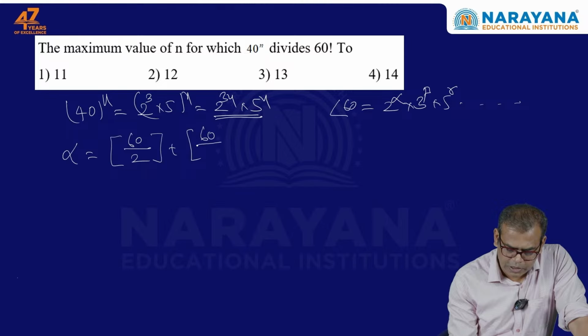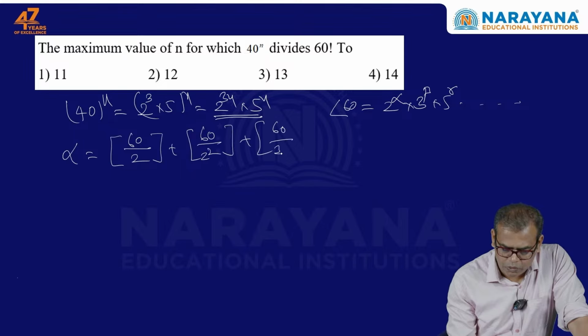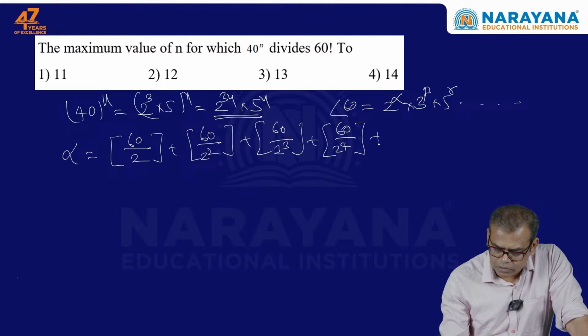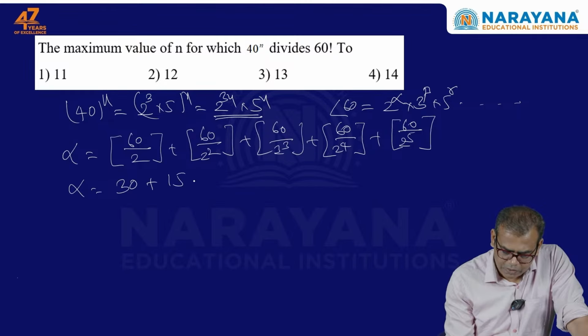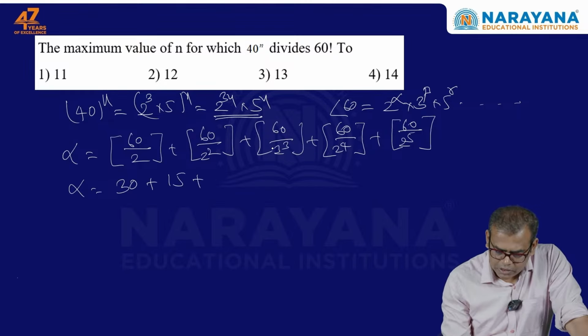Now divide 60 by 2 square, 60 by 2 cube, and 60 by 2 to the power 4, which is 32, will come, and now 2 to the power 5 is greater than 60, so we stop. So alpha here is 30, then 15, then 8, and then 8 here.